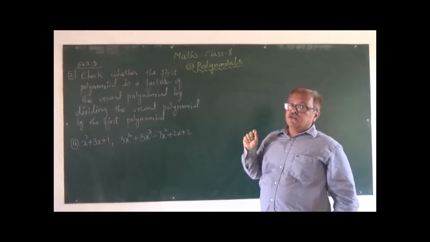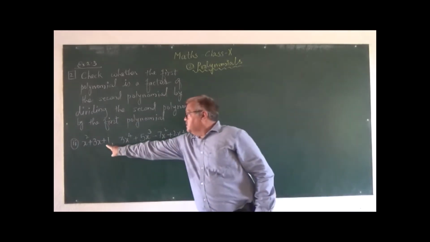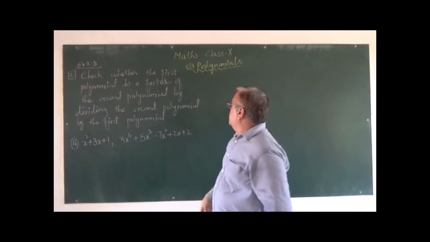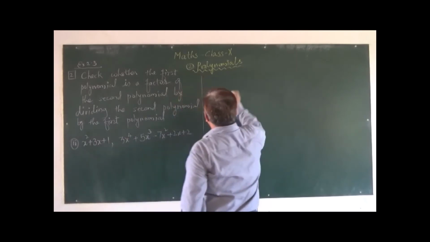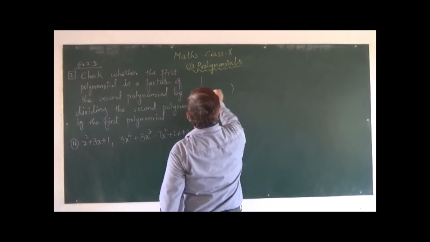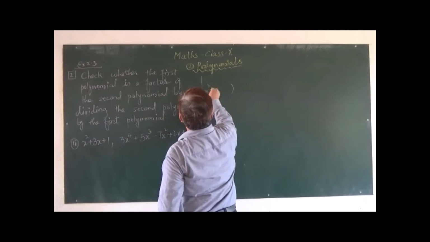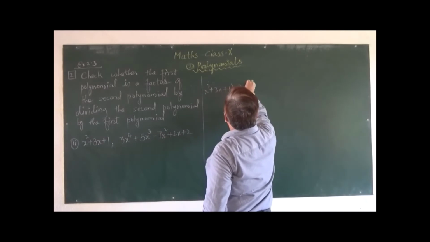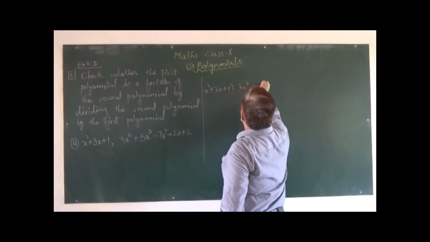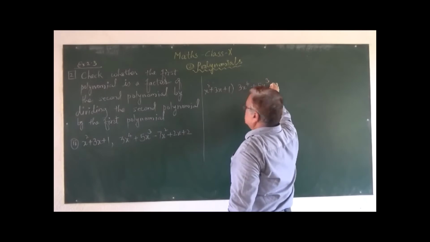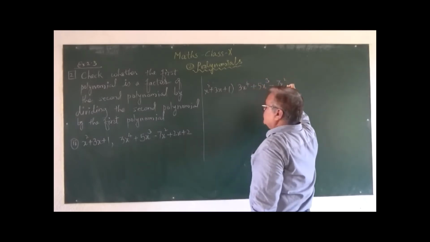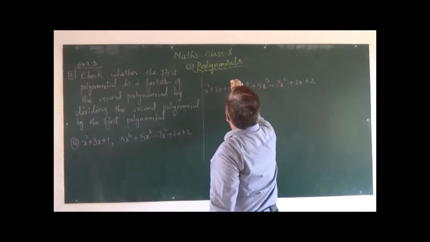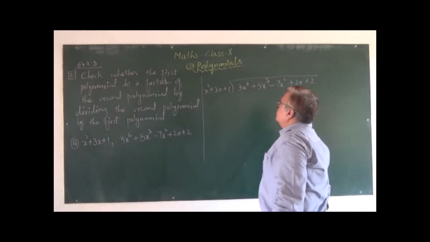If remainder comes 0, then you can say the first polynomial is a factor of the second polynomial. Let us solve this. So x square plus 3x plus 1, and here 3x raised to 4 plus 5x cube minus 7x square plus 2x plus 2. Okay, try to divide this.